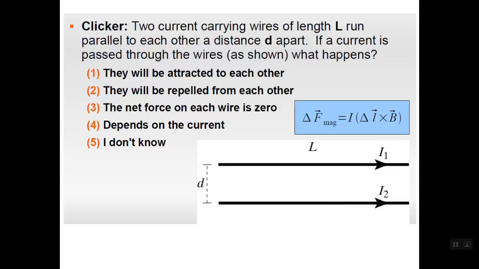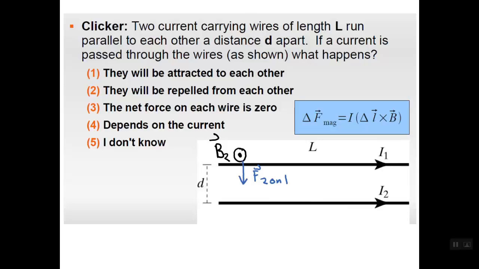First, let's focus on the top wire. The top wire sees a magnetic field due to the current in the bottom wire. Let's call this field B2. Using the right-hand rule for the magnetic fields from currents in wires, we can see that B2 is out of the page at the location of the top wire. Now we apply the cross product right-hand rule, delta L cross B2 at the top wire. Delta L points to the right, and we see the magnetic force of wire 2 on wire 1 is down.